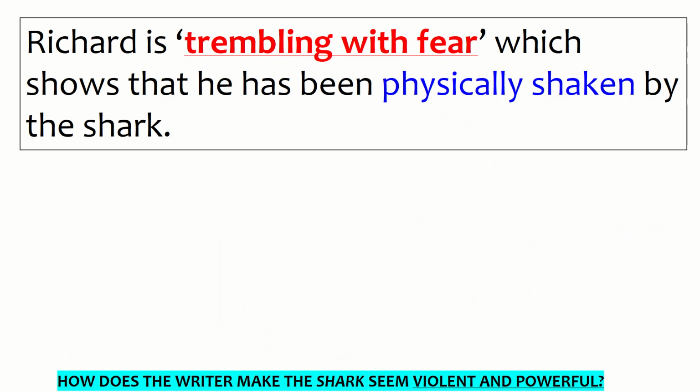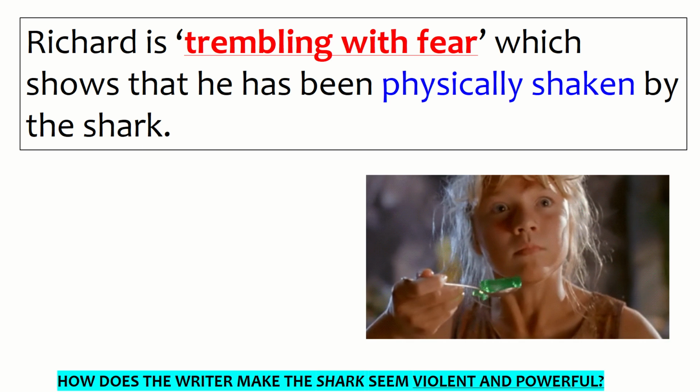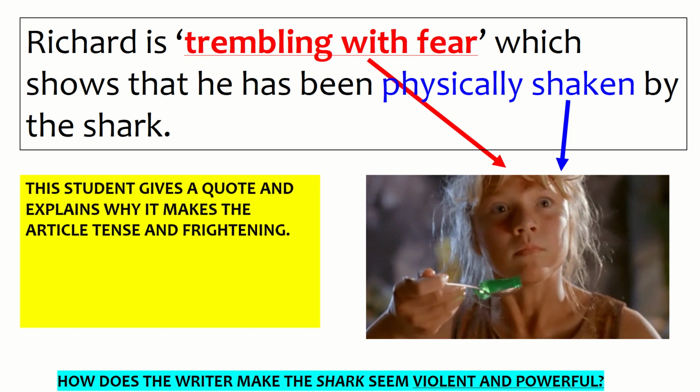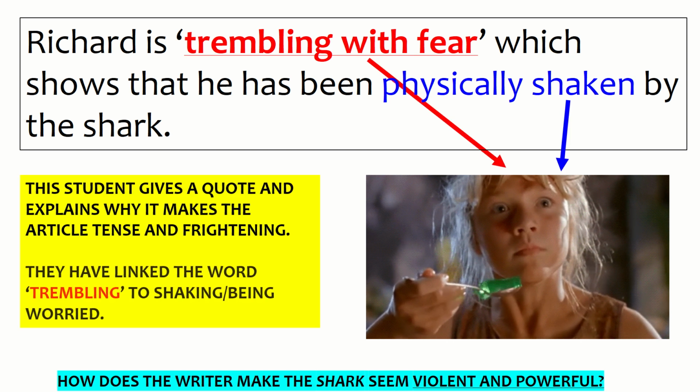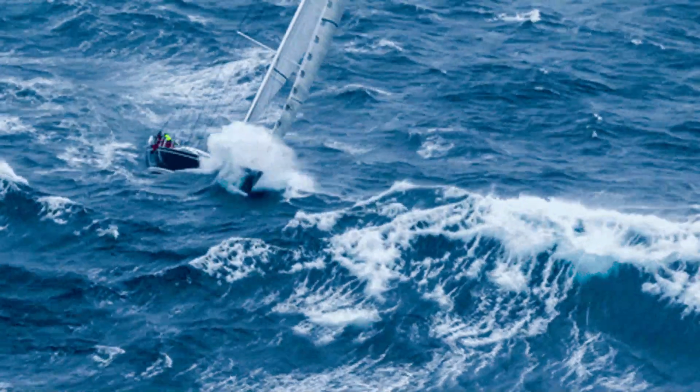Okay, another one. This time it's trembling with fear. Richard is trembling with fear, which shows he's been physically shaken by the shark. So again, they could have just said Richard is scared, but they've put trembling with fear because they want the reader to picture Richard shaking. Yeah. So again, this student gives a quote and explains why it's frightening. They've linked the word trembling to shaking or being worried.